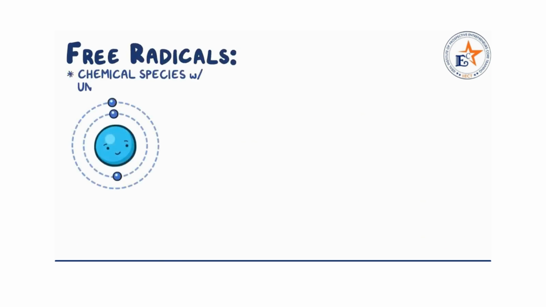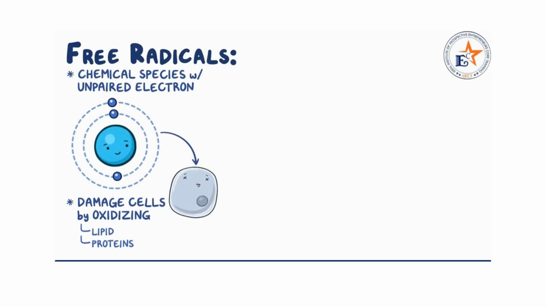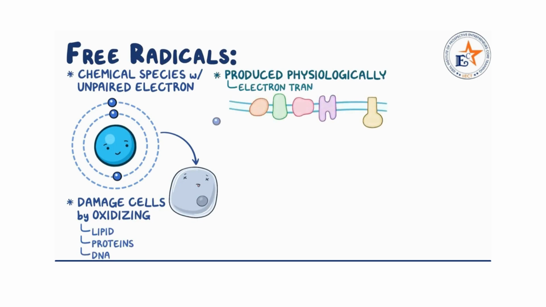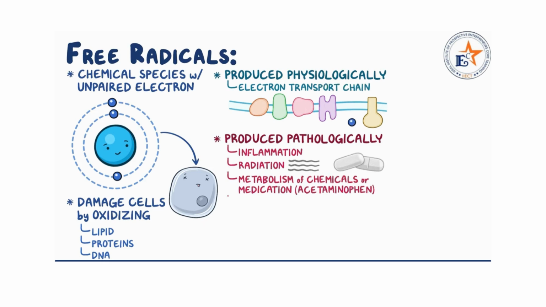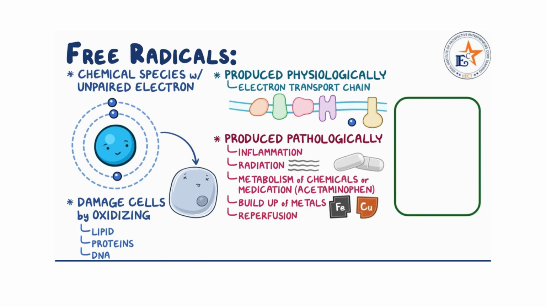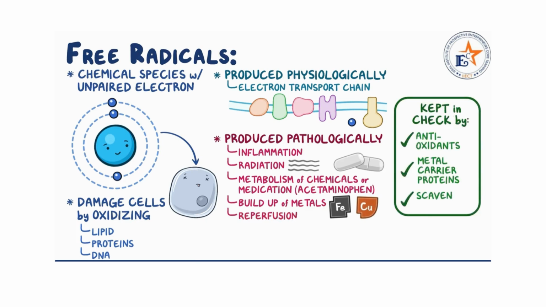Alright, as a quick recap. Free radicals are chemical species with an unpaired electron, which can damage the cells by oxidizing the lipid, proteins, and even the DNA. They're produced in the body physiologically by the electron transport chain, and pathologically during inflammation, exposure to ionizing radiation, metabolism of chemicals or medications like acetaminophen, buildup of metals like iron or copper, and reperfusion of ischemic tissue. Free radicals are normally kept in check by antioxidants, metal carrier proteins, and free radical scavenging enzymes.